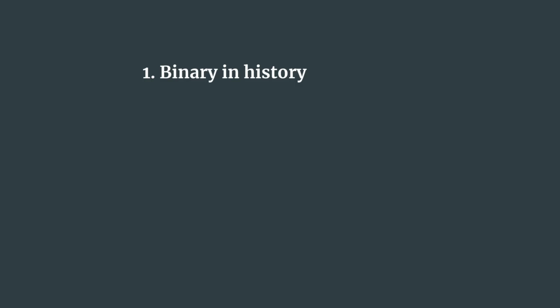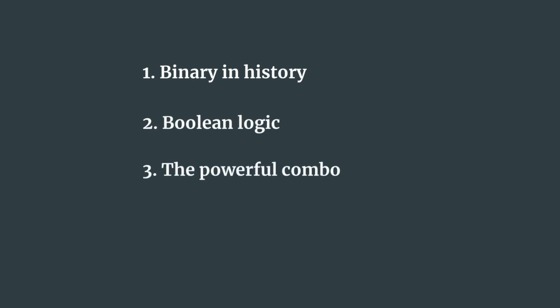Today, let's take a brief journey into history to understand why computers are built on this foundation of ones and zeros. We will look at the binary form in history, Boolean logic, and the powerful combo of those two things, which leads to the building blocks of computers, logic gates.